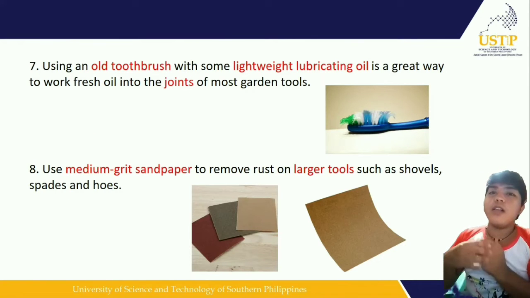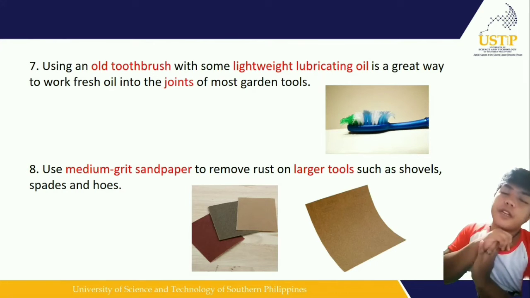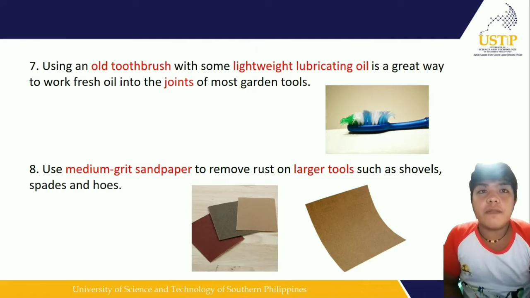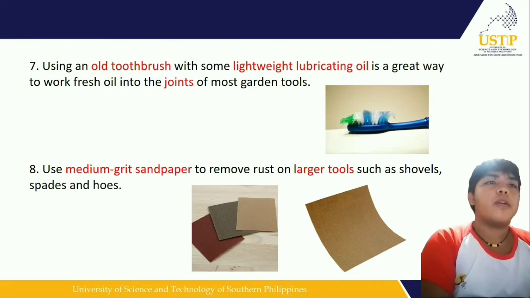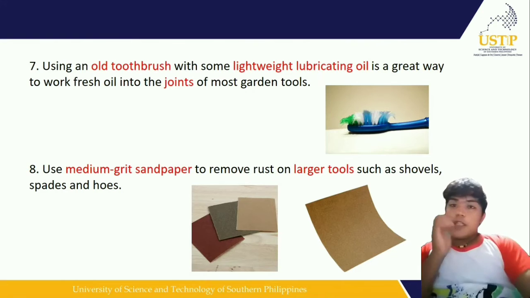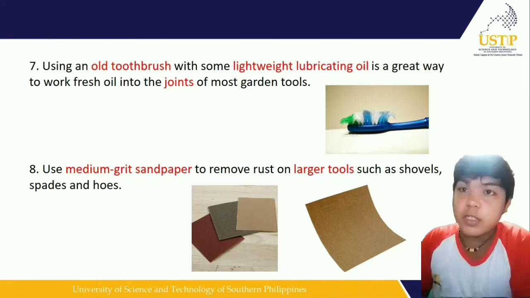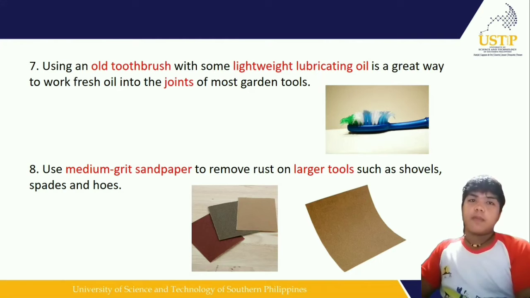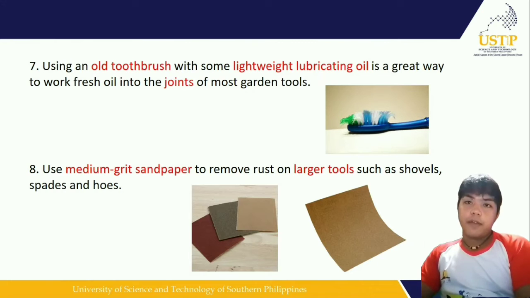Number 7. Using an old toothbrush with some lightweight lubricating oil is a great way to work fresh oil into the joints of most garden tools. An old toothbrush with some lightweight lubricating oil is a great way because simple hand tools can reach critical places where machines cannot. That is why hand tools are important to do an effective cleaning job. It is used for cleaning dogs or other filters is different from the one used in cleaning machines.